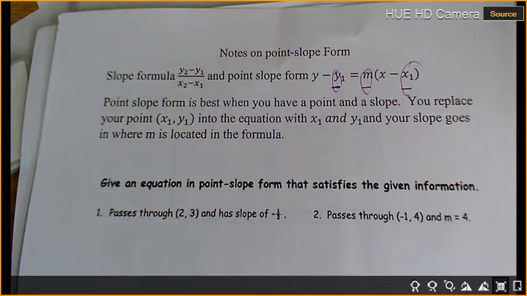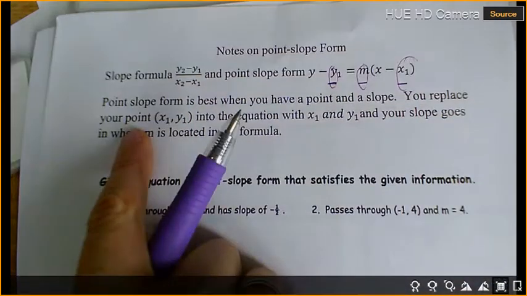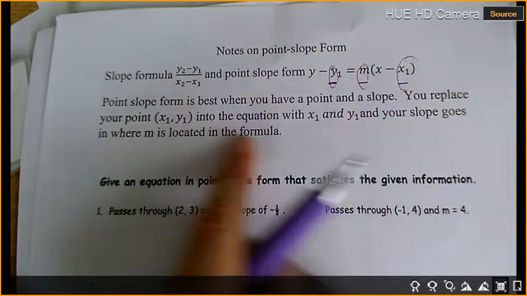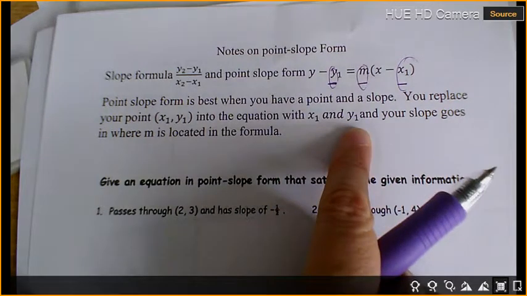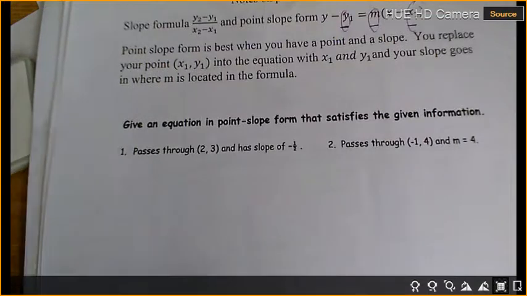Okay? So point slope form is best when you have a point and a slope. You replace your point, x1, y1, into the equation with x1 and y1. And your slope goes in where m is located in the formula. Okay? So this should be pretty straightforward. We're going to start with a couple where we have a point and a slope. And then we're going to do a few where we just are given 2 points, and we have to also find the slope.